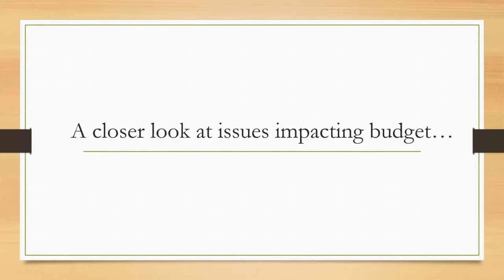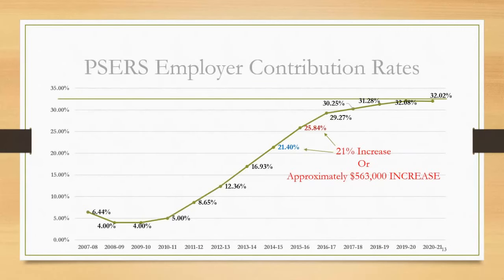Here's a closer look at what's actually impacting this budget. What's the driving factor to get a $900,000 deficit when we started the school year? What got us to that point, and how were we able to overcome that? So I talked about PSERS earlier. This is a major issue, and as you can see from this graph, there is a 4% increase that's happened basically since the 2010 school year. Every year since 2010, we've had a 4% increase. That is basically a $500,000 increase just for PSERS alone.